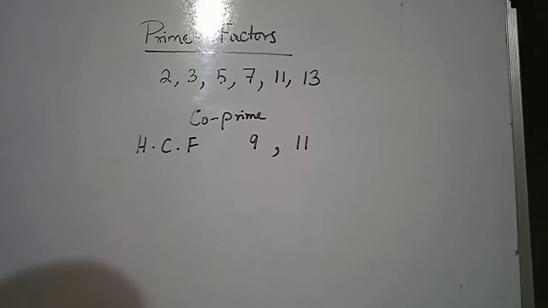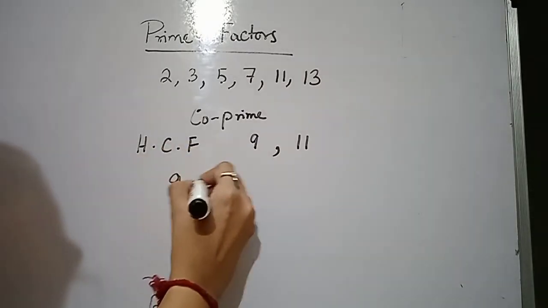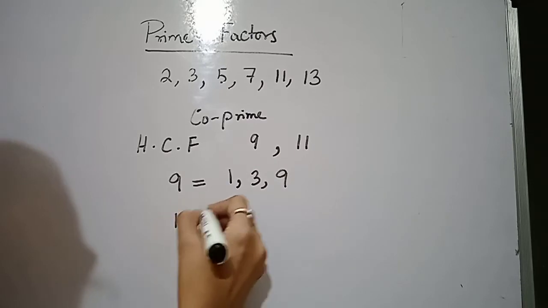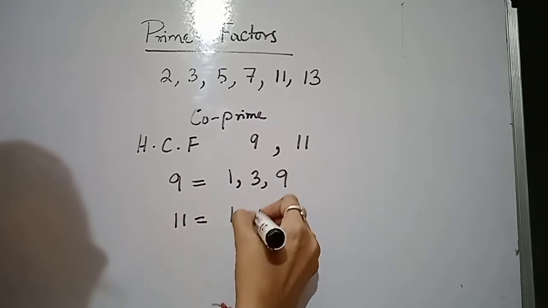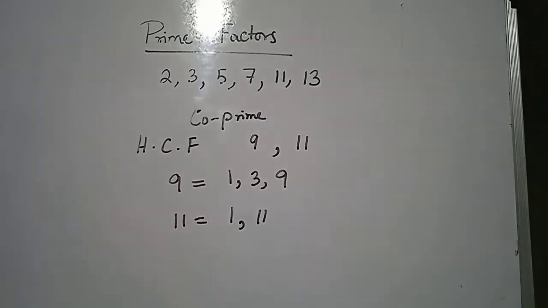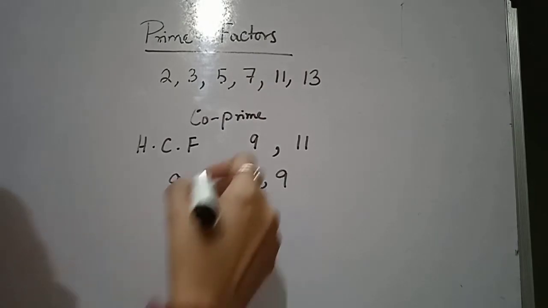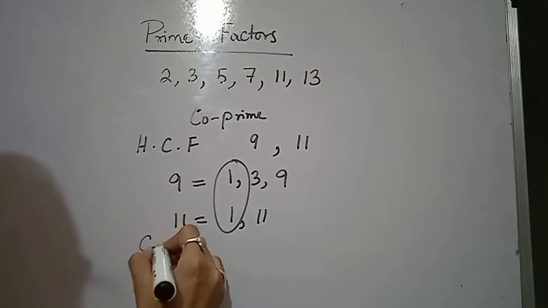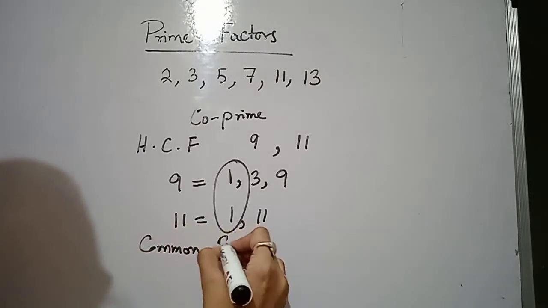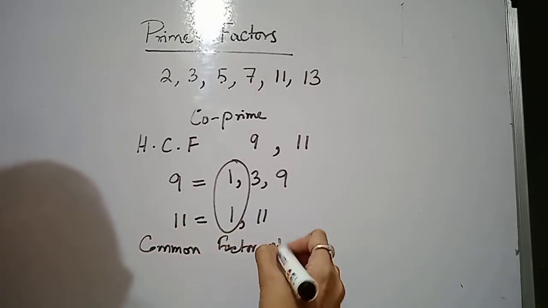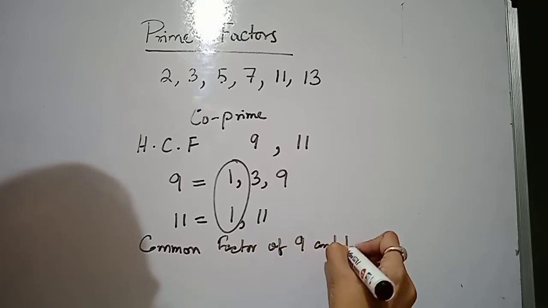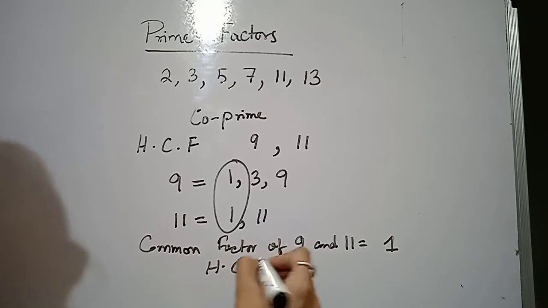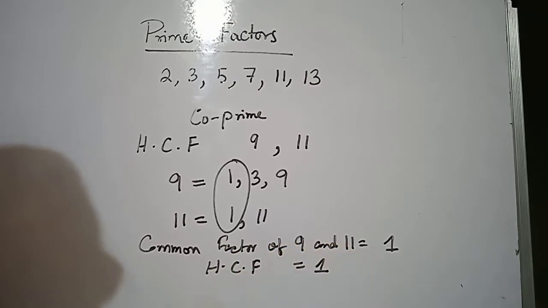The factors of 9 are 1, 3 and 9, and the factors of 11 are 1 and 11. As we can see, there is only one common factor between them, that is 1. So the common factor of 9 and 11 is 1, and the HCF of 9 and 11 will also be 1.